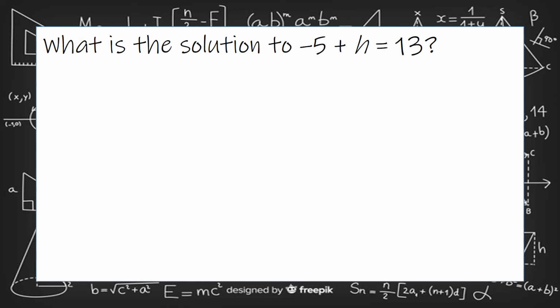What is the solution to negative 5 plus h equals 13? Well, the h is very irritable and just wants to be left alone. It's that variable. So that negative 5 is being added. We need to do the opposite, so we're going to subtract negative 5. Subtracting a negative is the same as adding a positive. So we're going to add a positive 5 on this side as well. Negative 5 plus positive 5 gives me 0. It's a 0 pair. So we're just left with the h. And 13 plus 5 is 18.